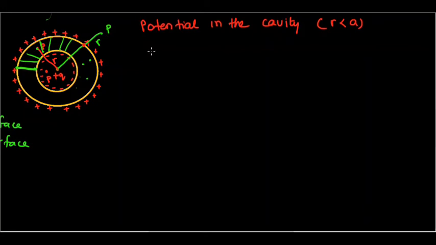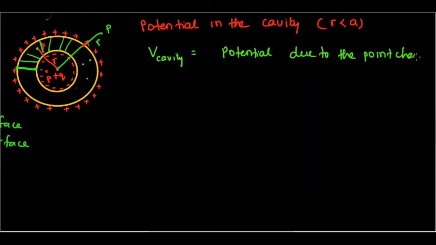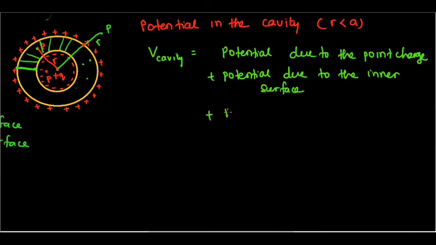So again the potential in the cavity, V cavity, is equal to the potential due to the point charge, plus the potential due to the inner surface, plus the potential due to the outer surface. Is that clear?